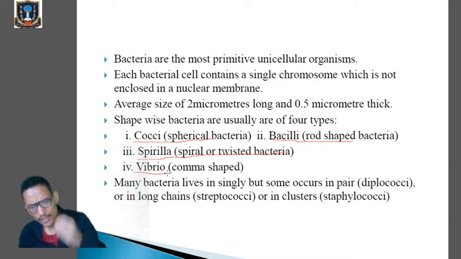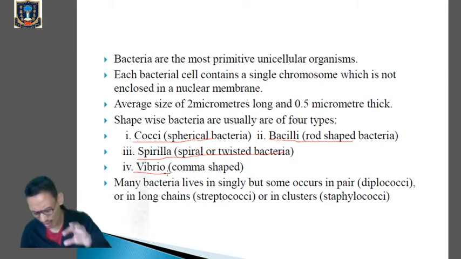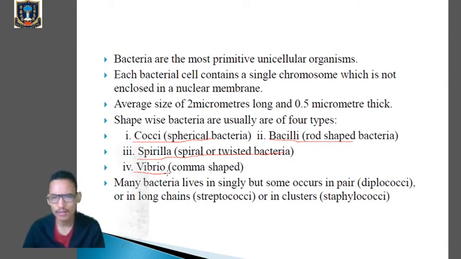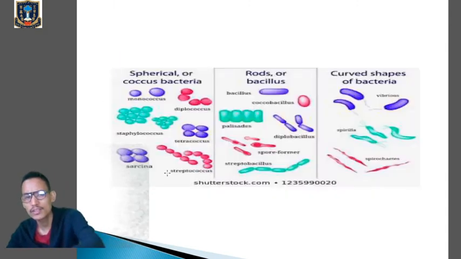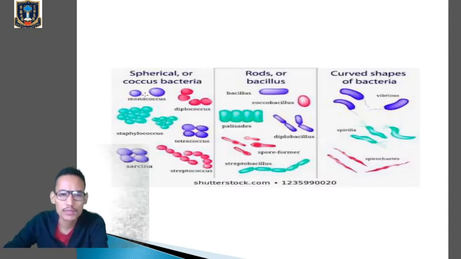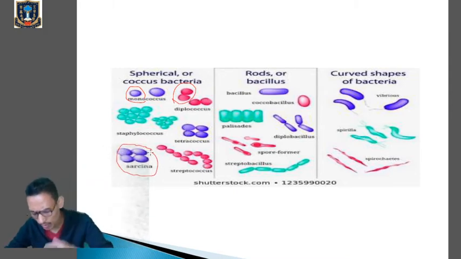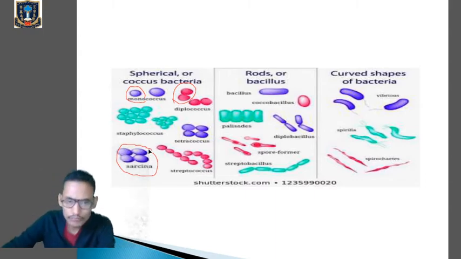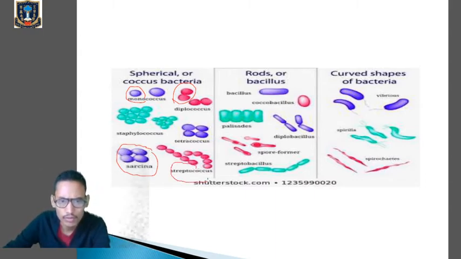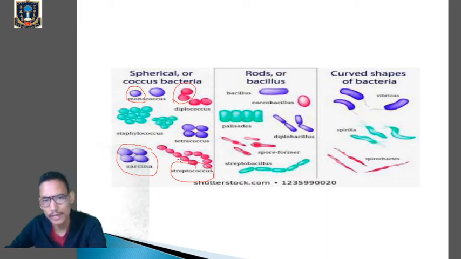Now, many bacteria occur singly, which means they occur in single. Others occur in pairs, in double, like diplococci, or in long chains called streptococci, or in clusters called staphylococci. Now we'll see the diagram. So you can see over here. This is the single bacteria called monococcus. When they occur in pairs, diplococcus. They can occur in clusters called sarcina. Or even they can occur in long chains called streptococcus. So these are the different types of bacteria.